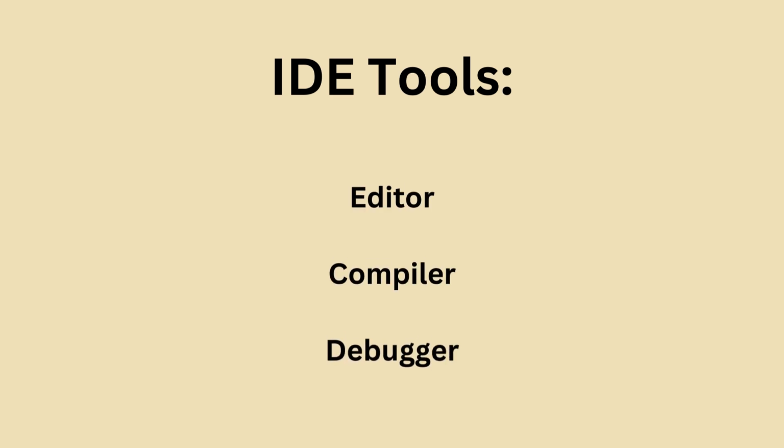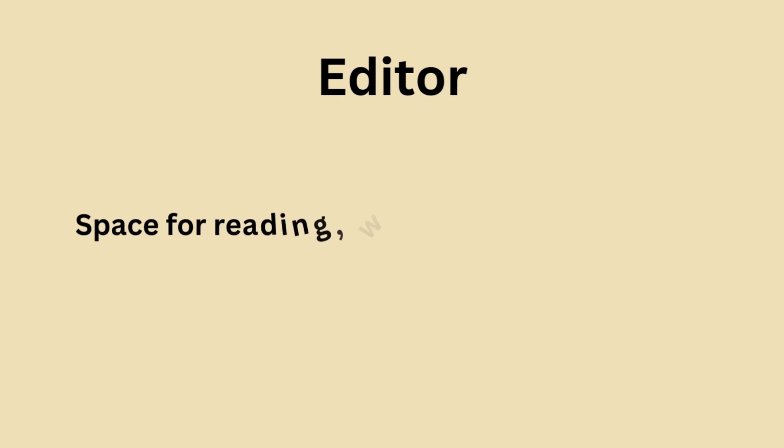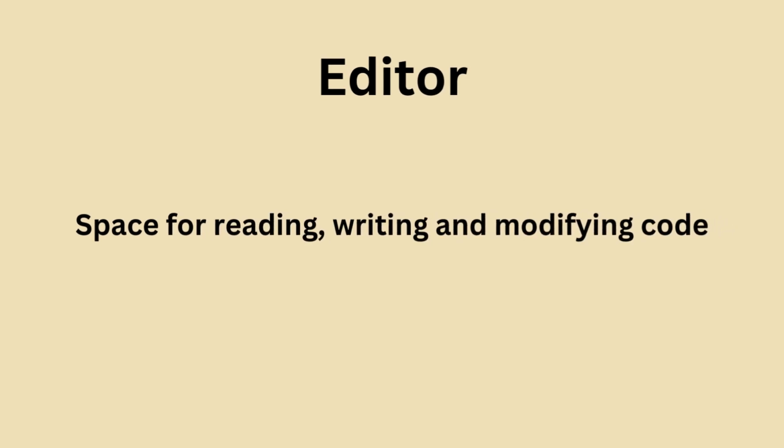The IDE can be broken down into three different parts: the editor, compiler, and debugger. The editor is the space where programmers read, write, and modify their code.